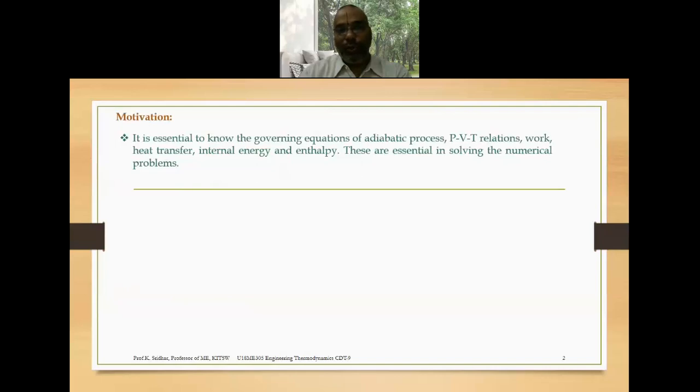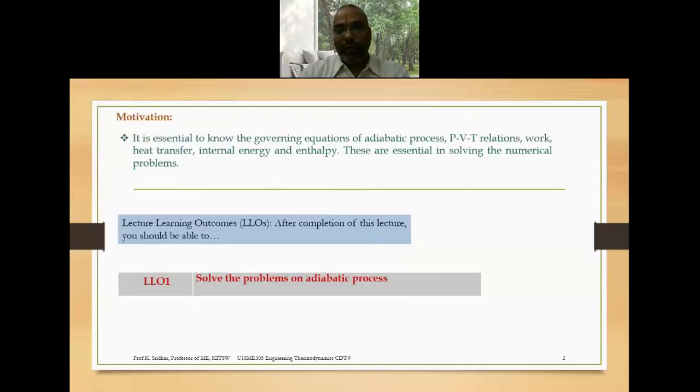It is essential to know the governing equation of the adiabatic process. That is, PV to the power of gamma is equivalent to constant, where gamma is the adiabatic index. And similarly, we have to deal with the PVT relationships, which are very important, not only in thermodynamics but also in the upcoming courses. And how can you estimate the work transfer, heat transfer, internal energy and change in enthalpy of the adiabatic process, because these formulas are very important to find the important parameters whenever we are solving numerical problems.